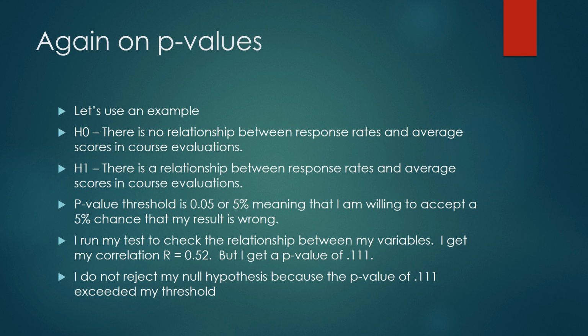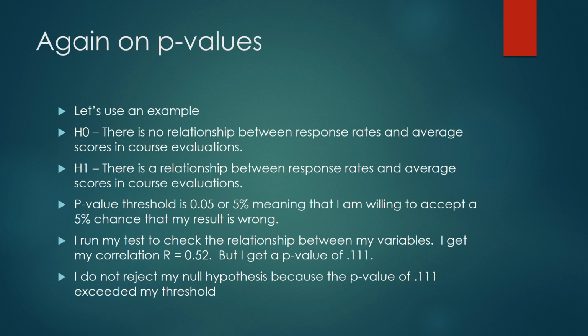And our hypothesis actually is that there's a relationship between response rates and the average scores in a course evaluation. Meaning we believe that the higher the response rate, the higher the average score in the course evaluation. Our null hypothesis says no, there's no relationship between those two things. Okay? So we're going to go ahead and set our p-value threshold to 0.05, meaning that we're willing to accept a 5% chance that the results we get are basically wrong.